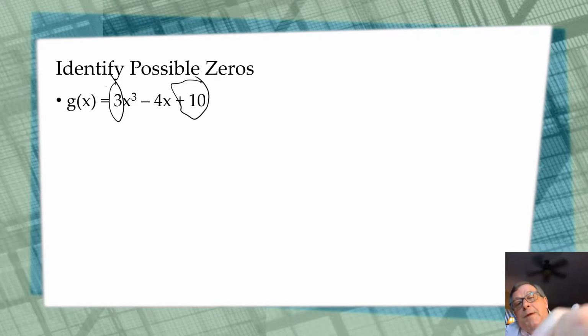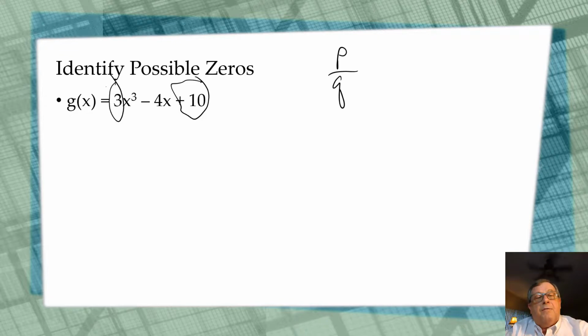And we call this P over Q, where P represents all the factors of the constant in the polynomial equation, and Q represents all the factors of the lead coefficient of that equation. And so here we've got 3x cubed minus 4x plus 10. We're trying to narrow down a universe of what could possibly be the real zeros of this function, absent graphing it, of course.